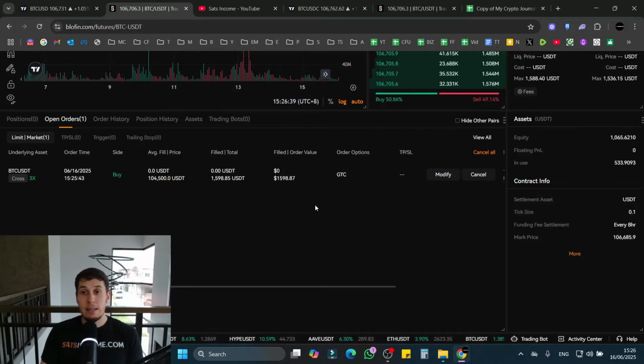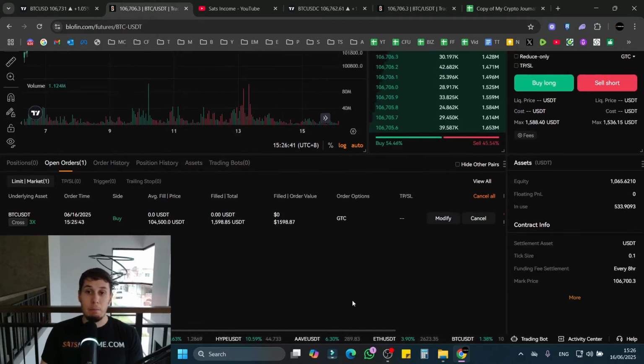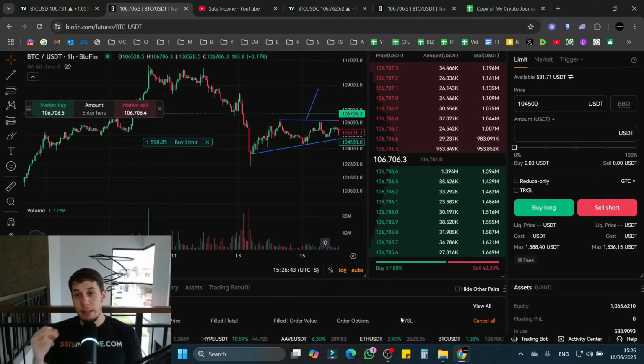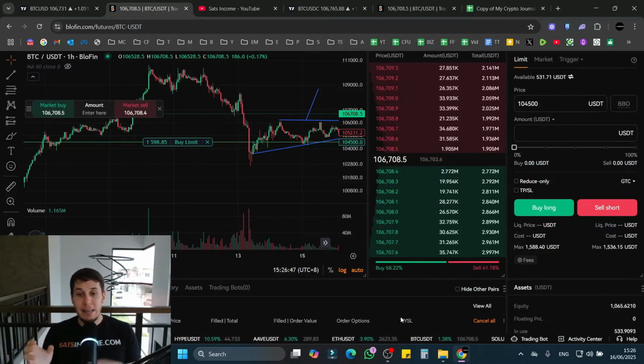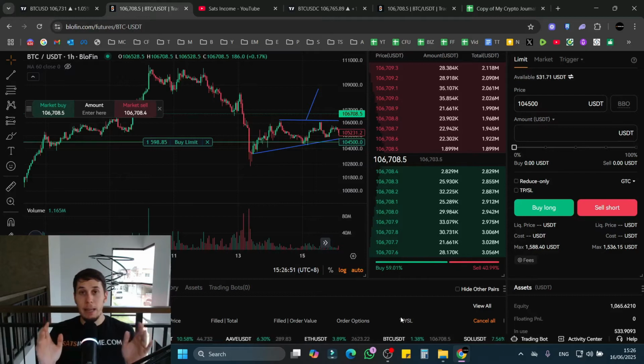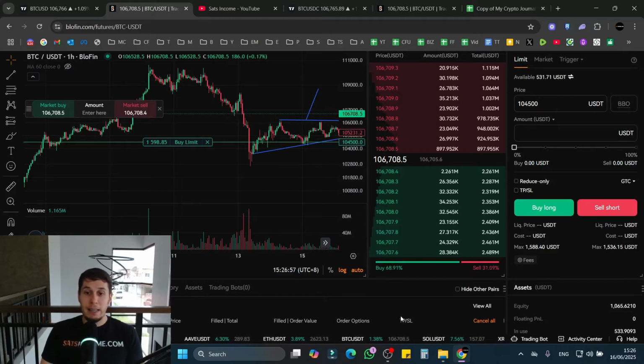Every 8 hours there is a funding fee, right? And sometimes the traders who are trading long positions are paying the traders who are trading short. Basically, the first thing that is important for you to understand is that the funding fee doesn't go to the exchange, right? The exchange itself, BloFin, they don't really get this money for themselves from the funding fee.